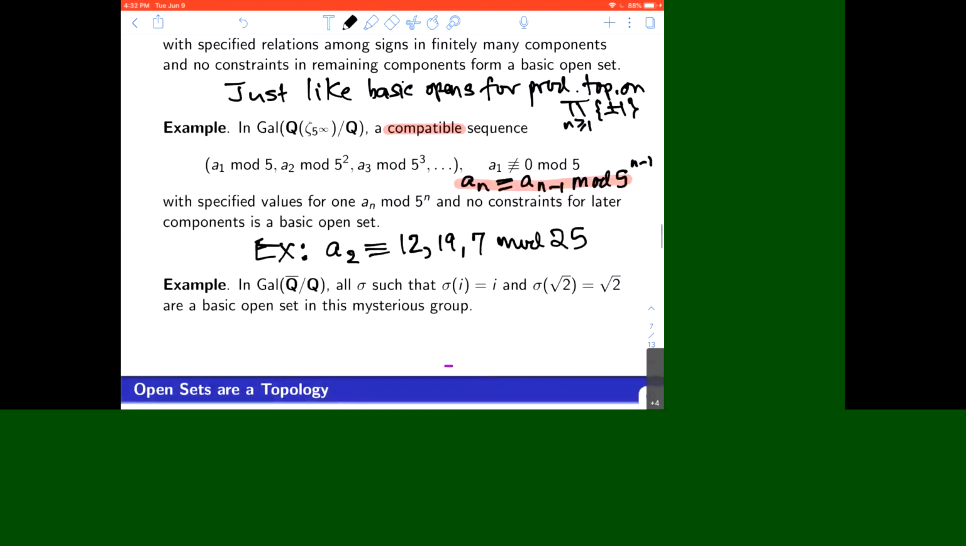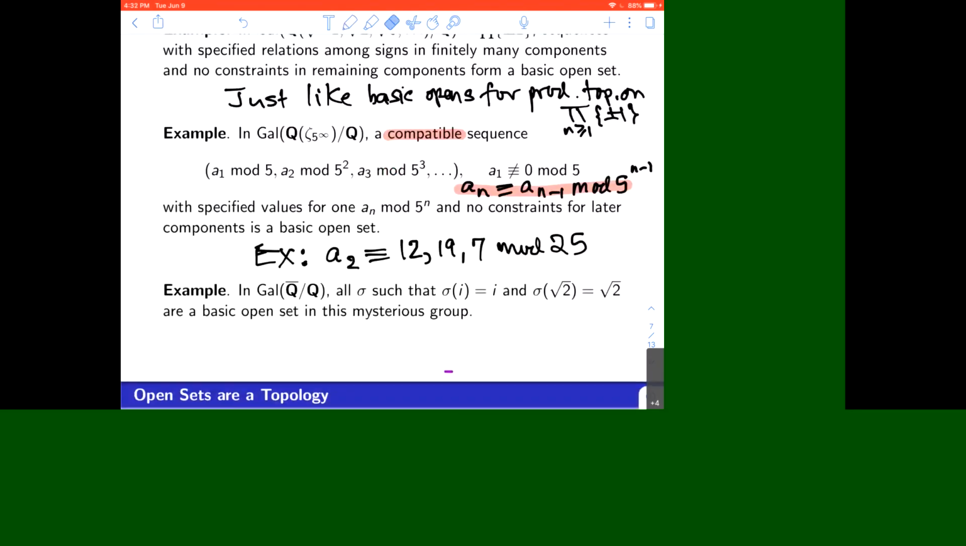And then we have our last example on this slide, in the Galois group of Q bar over Q, the big Galois group that is of great interest in number theory, a big mysterious group. Consider all the automorphisms that fix i, and, oh, look at that, I said fix i and fix the square root of 2. I really intended to make it slightly more interesting, so let me put a minus sign here. Okay, I'll keep the i fixed.